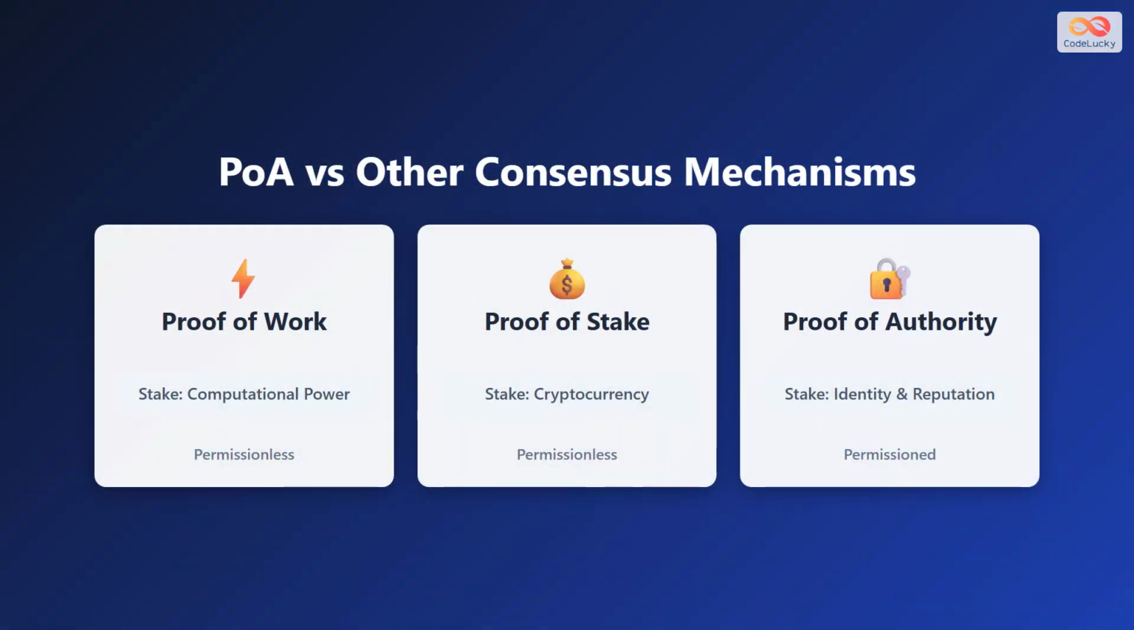Let's compare proof of authority with other popular consensus mechanisms. In proof of work, validators stake computational power by solving complex mathematical puzzles, and it operates as a permissionless network where anyone can participate. Proof of stake requires validators to stake cryptocurrency as collateral, and it too is permissionless, allowing anyone with sufficient tokens to become a validator. However, proof of authority is fundamentally different. Here, validators stake their identity and reputation, and it operates as a permissioned network where only approved participants can validate transactions.